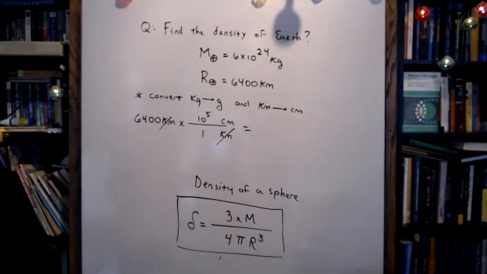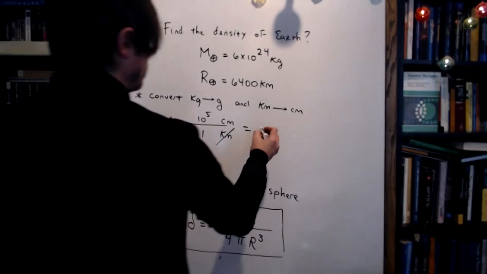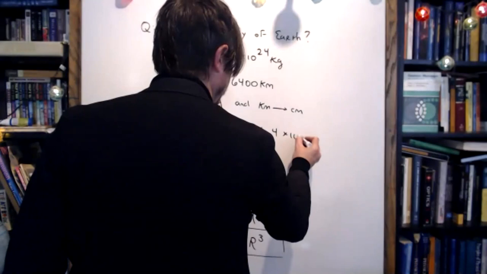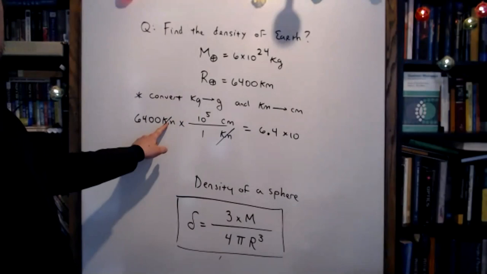Would it be 6 million? Not 6 million. Billion. Just count your zeros, count your decimal places. It's going to be 6.4 times 10 to the something, right? To the seventh, right? Five. Eight. Six, seven, eight.